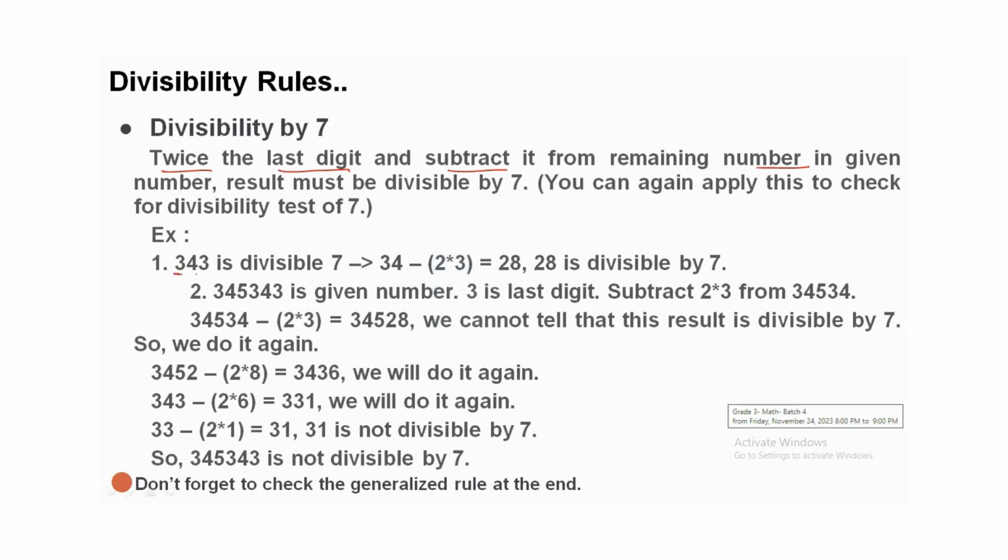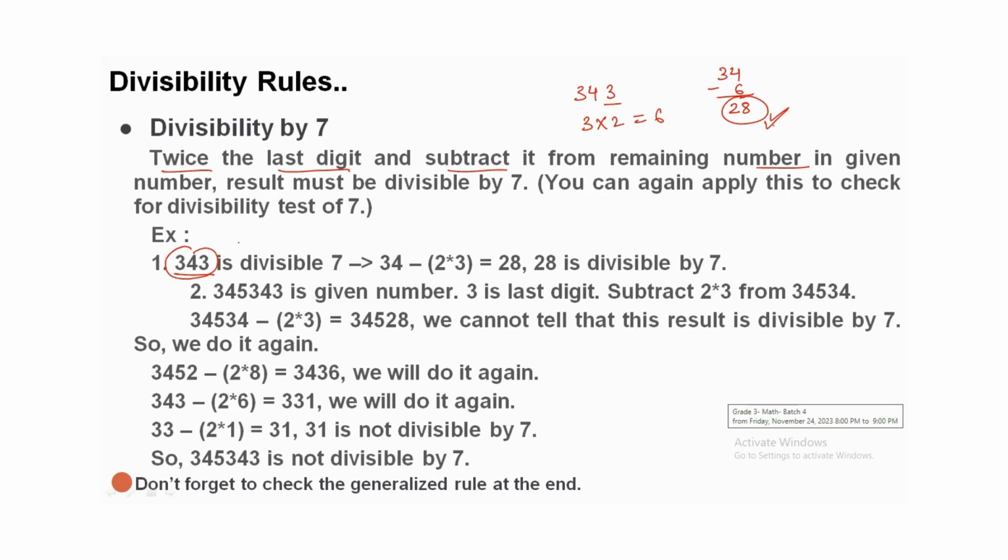Suppose we have the number 343. The last place digit is 3, so we multiply 3 by 2 and get 6. Then, in the second step, we subtract 6 from 34. When we subtract 6 from 34, we get 28. Now we need to check whether 28 is divisible by 7. Our answer is yes, 28 is divisible by 7, which means this whole number, 343, is divisible by 7.